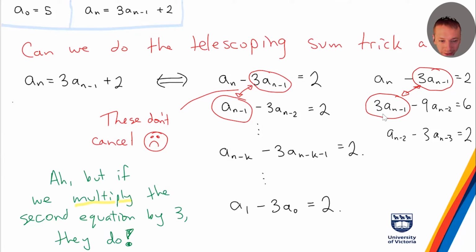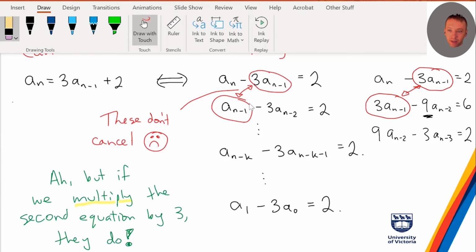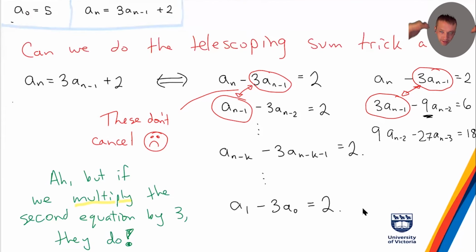Zoom is kind of slow, so I don't know if anyone's answered or not. But okay, I should multiply it by 9 because I see a 9 here. So I take this one, I multiply it by 9. This becomes a 9, that becomes a 27, and the 2 becomes an 18. There's a pattern here. If I take the kth level of these equations and multiply it by 3 to the k, then everything is going to cancel nicely.